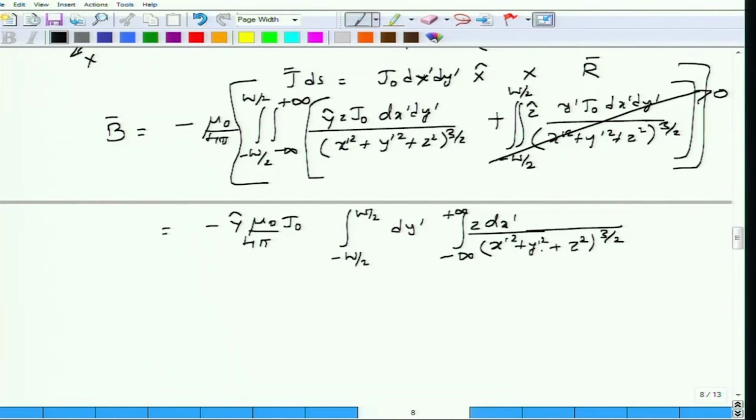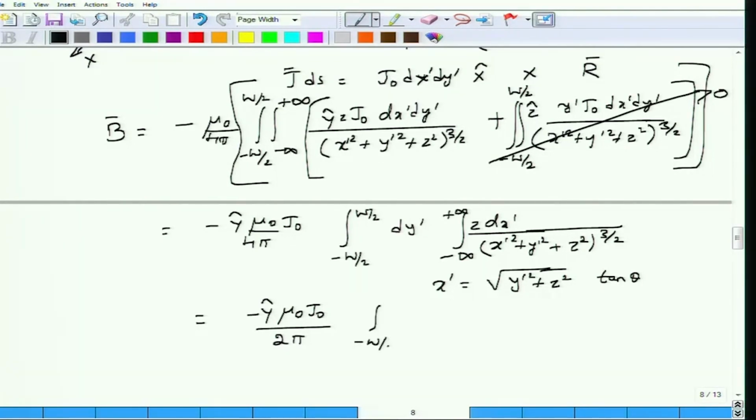To evaluate this inside integral, you will be substituting something is equal to tan theta. So you will be substituting x prime is equal to square root of y prime square plus z square tan theta. You can find out and change the integration limits and do all these things. Eventually what you are going to get is minus y hat mu 0 j 0 divided by 2 pi integral from minus w by 2 to w by 2, z dy prime divided by y prime square plus z square.